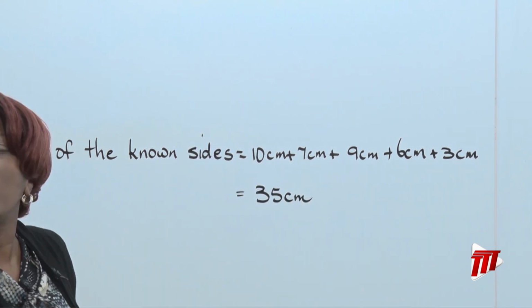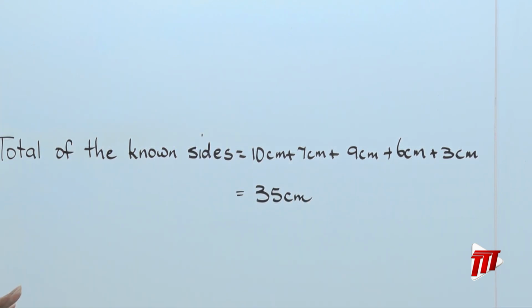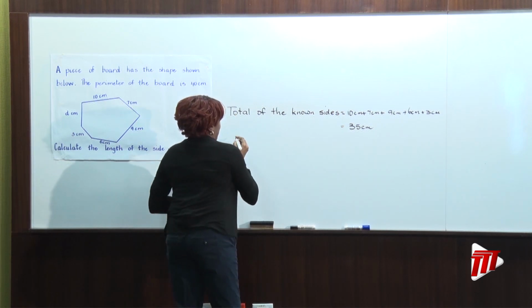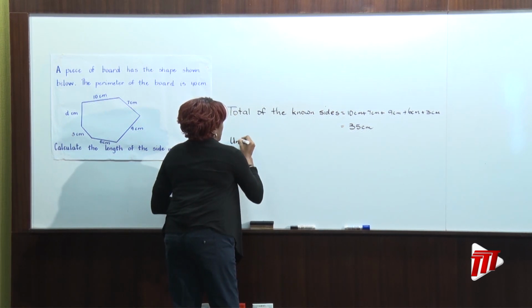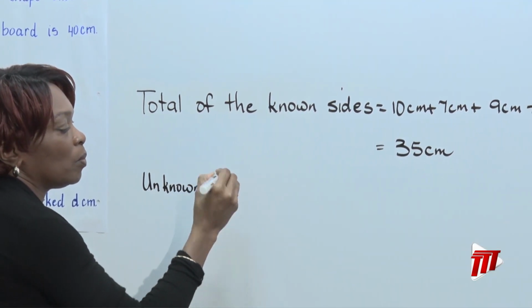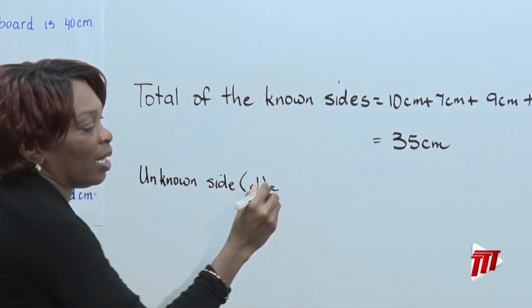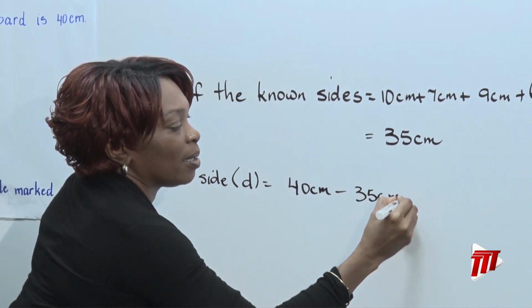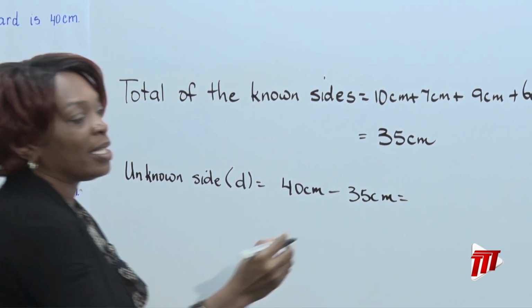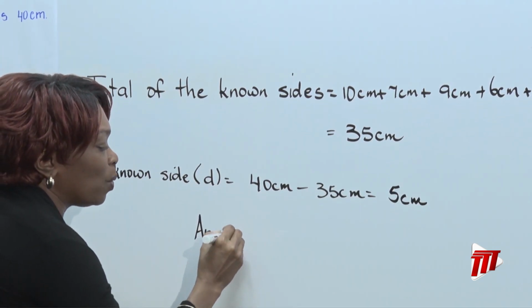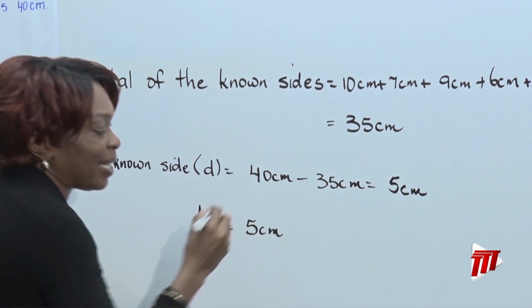Is that the answer? No, it isn't. 35 centimeters represents the total of the known sides. And we are given the perimeter. So to find D, we will subtract. D is the unknown side. We can say the 40 centimeters take away the 35 centimeters. What did you get, boys and girls? Correct, 5 centimeters. So the unknown side, or D, is 5 centimeters.